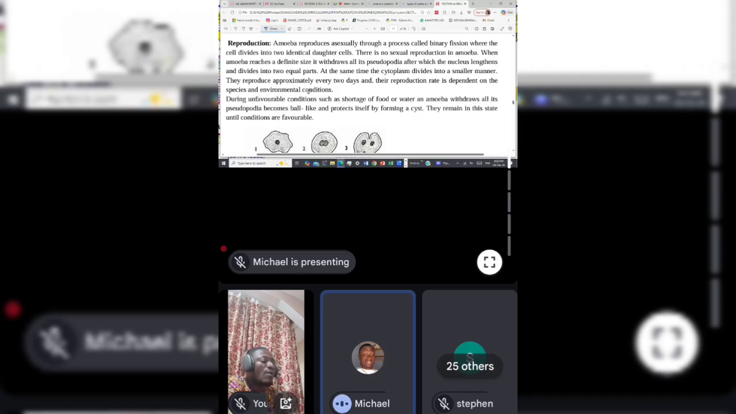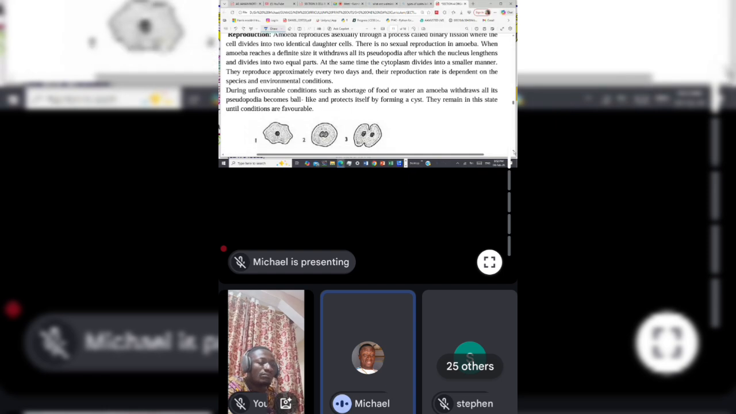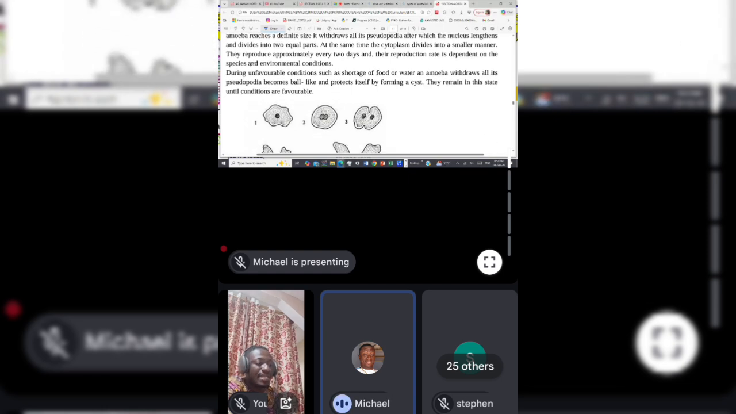Now this happens only approximately every 2 days. So almost every 2 days amoeba will divide into two, and this depends on the species and the environmental conditions. If there is not enough food, amoeba cannot do that in 2 days. That's why feeding is important, even for our health and our procreation.